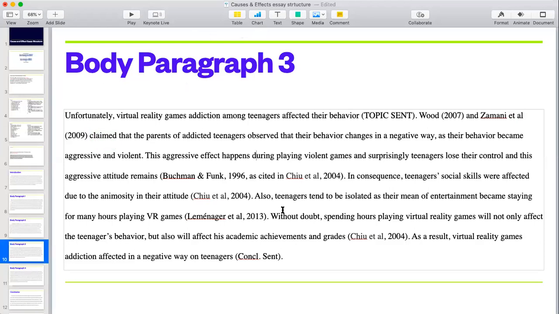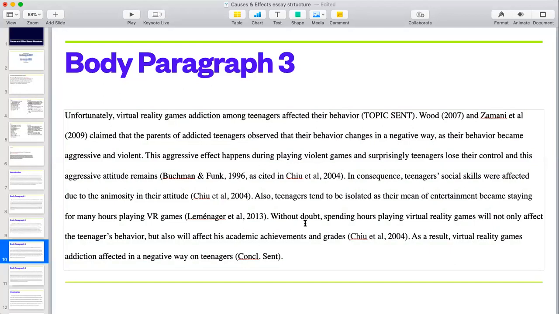Okay. In consequence, teenagers' social skills were affected due to the animosity in their attitude. Also, teenagers tend to be isolated as their means of entertainment became staying for many hours playing video games. Without doubt, spending hours playing virtual reality games will not only affect the teenagers' behavior, but also affect their academic achievement and grades. What's very good about this paragraph is that she's using lots of transitional words like in consequence, also. But I feel like this paragraph lacks support.